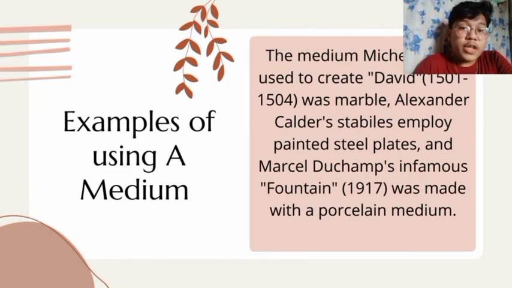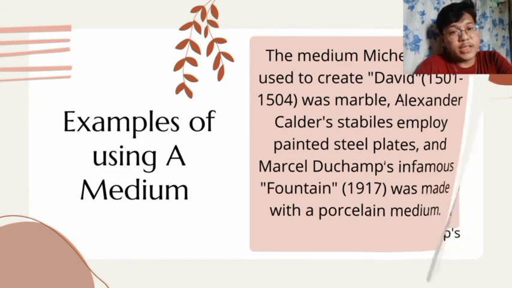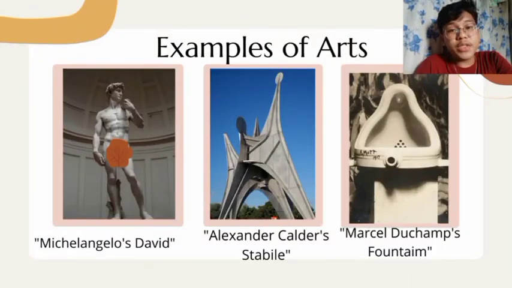If you're wondering what the arts look like, here it is. The first picture is Michelangelo's David. I know it is an art, but I censored part of it just in case. The second picture is Alexander Calder's table.